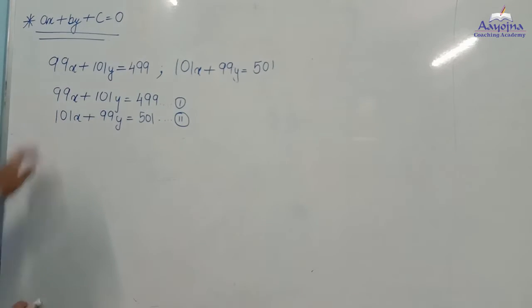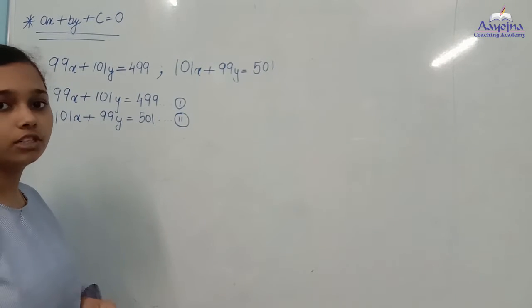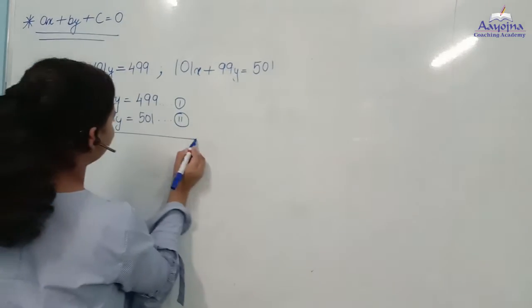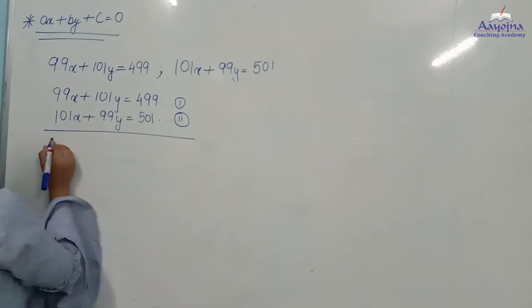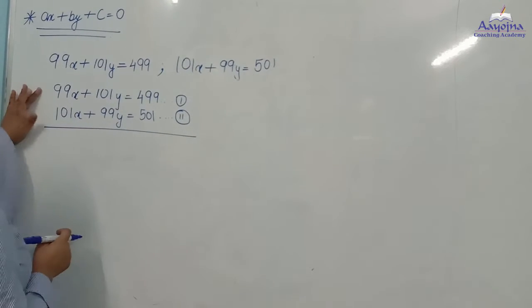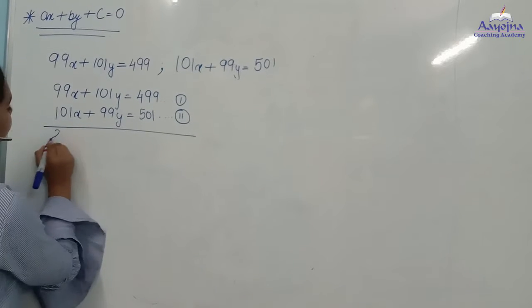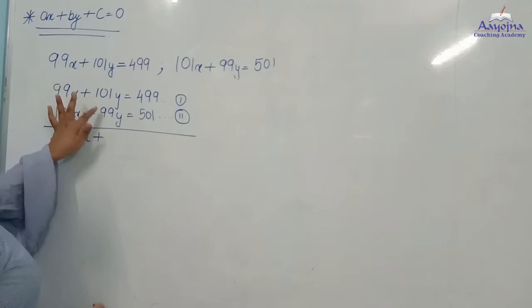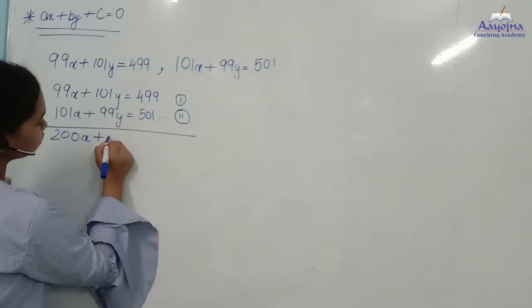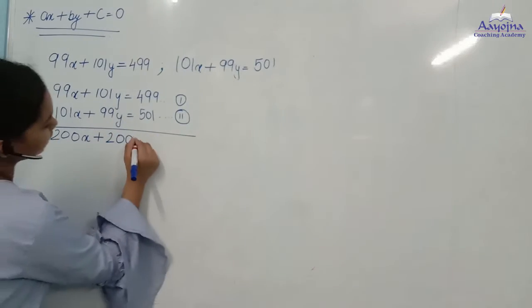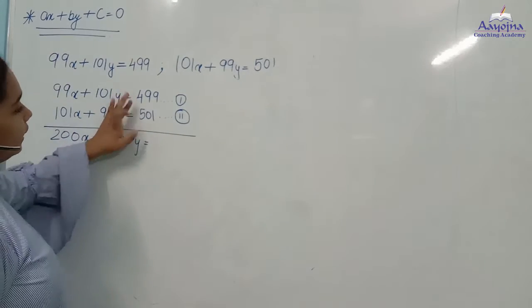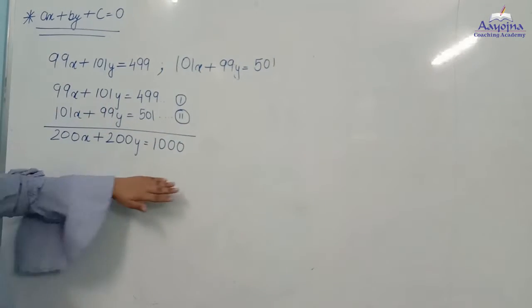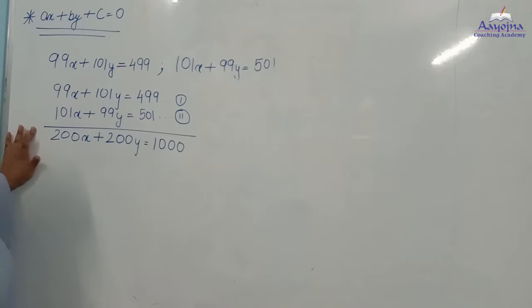First we will add these two equations. While we add, we don't change any sign. We keep them constant and we just add the equations. 99 plus 101 becomes 200 and x will remain the same, plus 99 plus 101 again becomes 200, and the variable y. 499 plus 501 is 1000. So here we get the sum after adding the two equations.